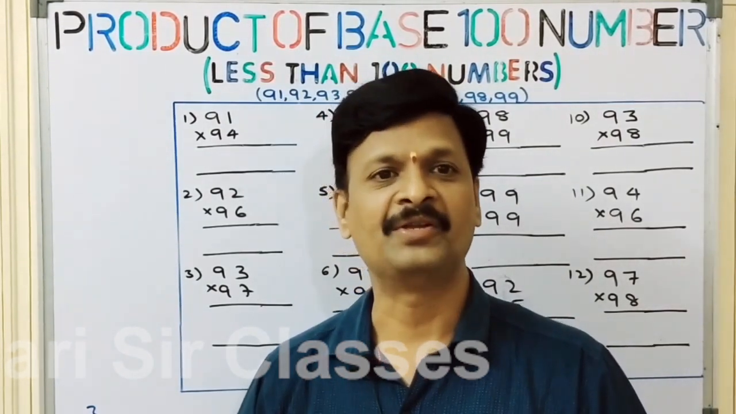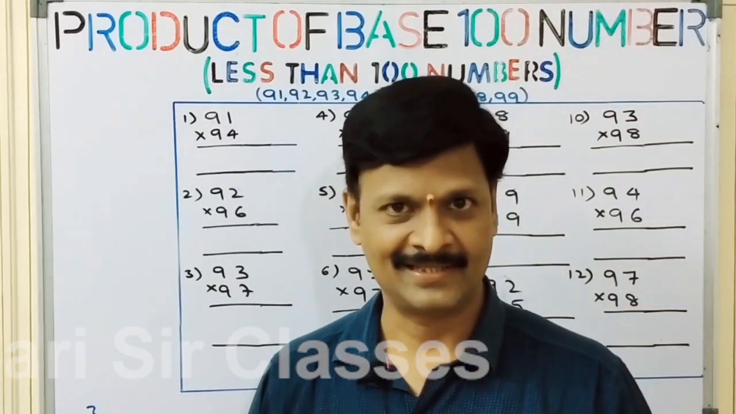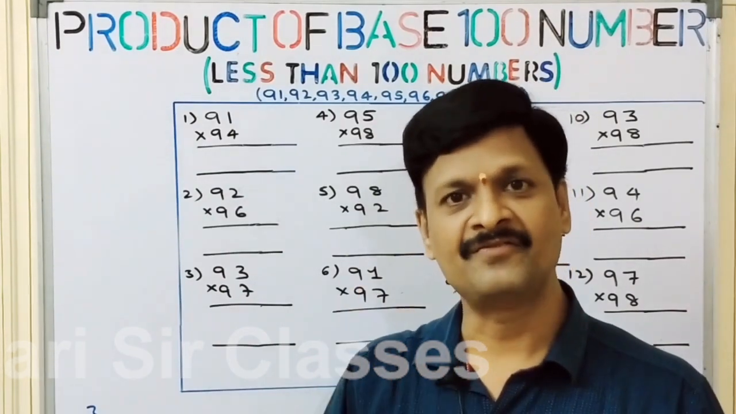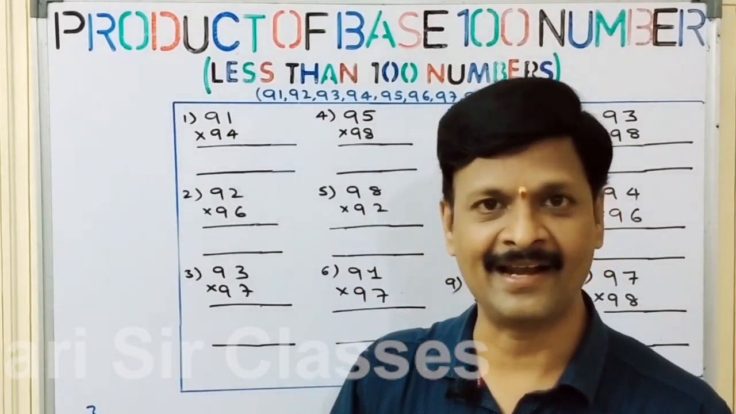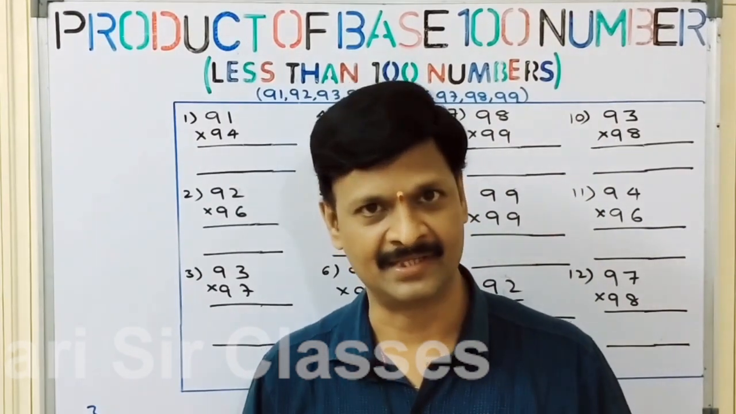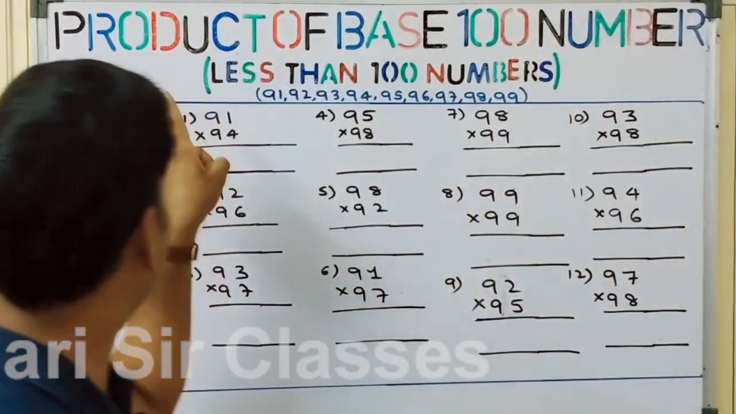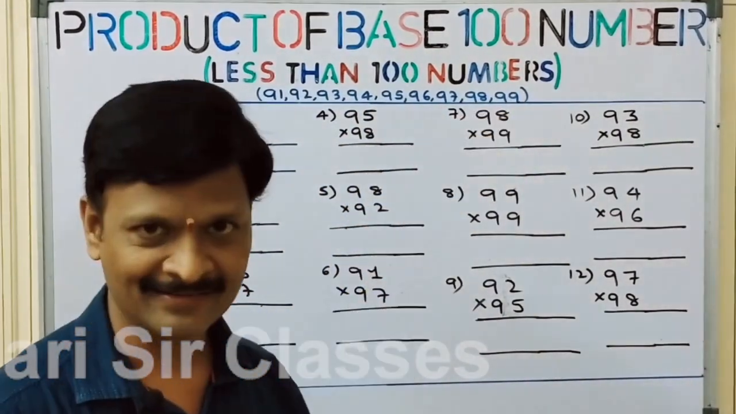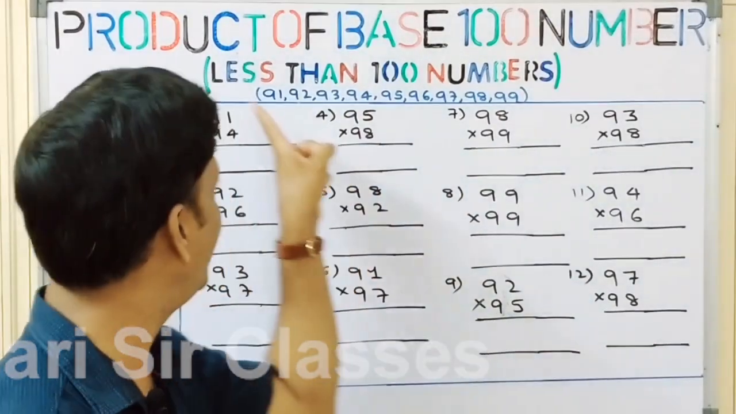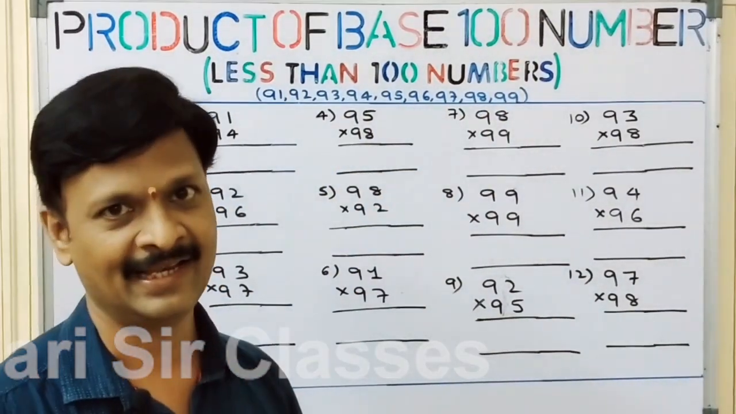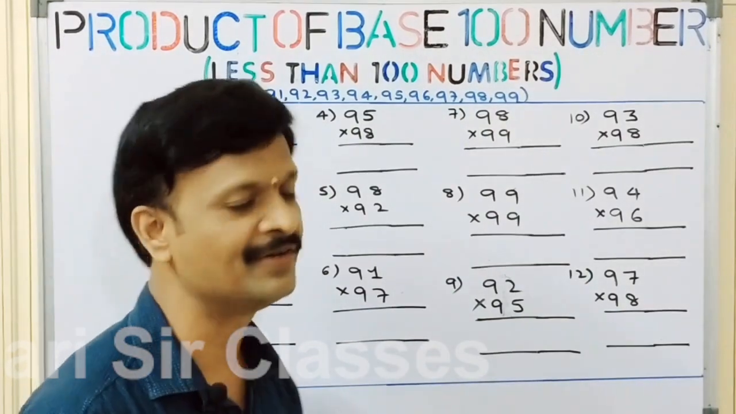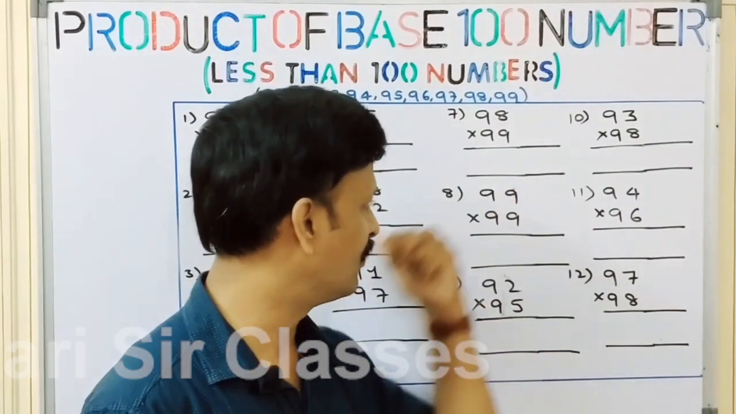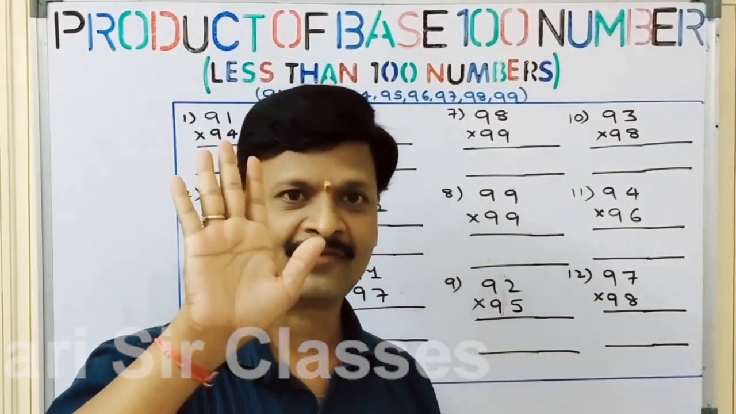Today in this module we are going to learn the product of two two-digit numbers which are very near to 100. The numbers which are very near to 100 and less than 100 are called base 100 numbers, for example 91, 92, 93, 94, 95, 96, 97, 98 and 99. For this we are going to discuss one technique, which enables you to do any such multiplication within 5 seconds.